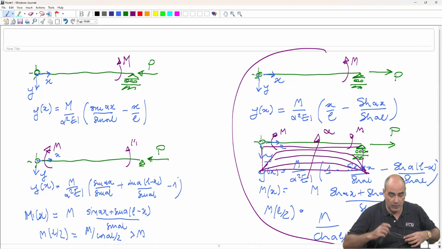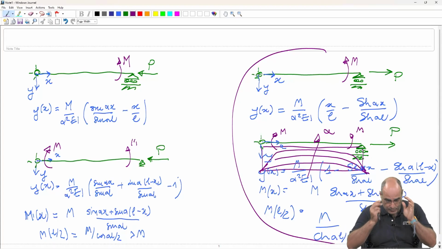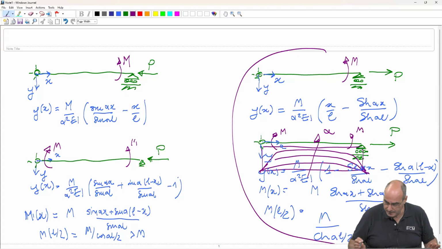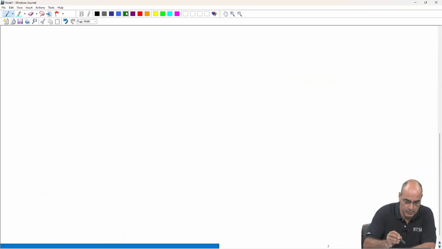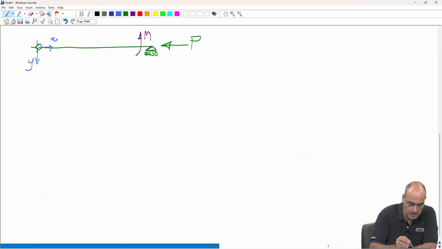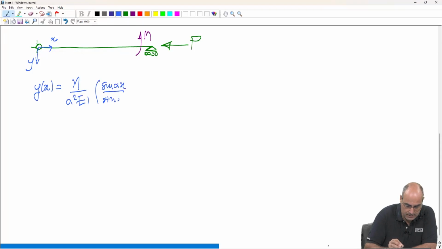But now let's focus on the right part of the slide. Let me draw this back. And we draw the rotation formula: phi(x) equal to M divided by alpha squared EJ, times sine alpha x divided by sine alpha, minus x over M.